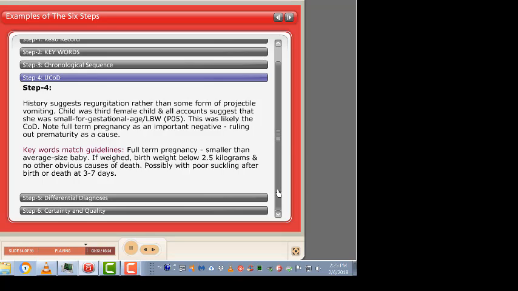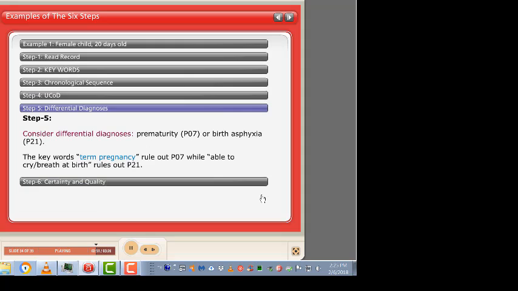Full-term pregnancy, smaller than average size baby. If weight, birth weight below 2.5 kilograms and no other obvious causes of death, possibly with poor suckling after birth or death at 3 to 7 days. Step 5. Consider differential diagnosis. Prematurity P7 or birth asphyxia P21. The keywords term pregnancy rule out P7, while able to cry or breathe at birth rules out P21.